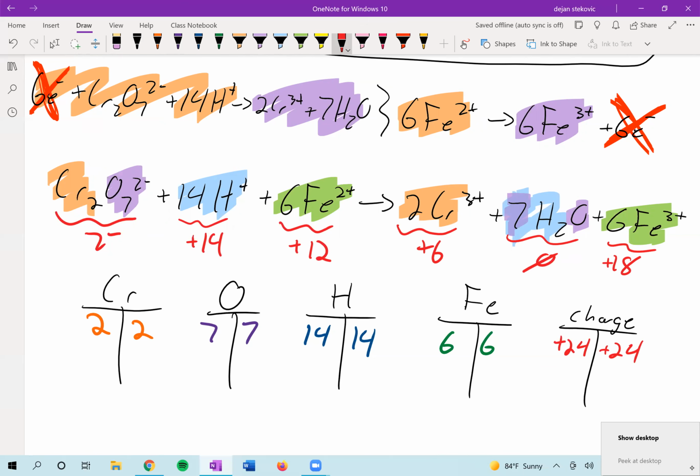Note that the charge isn't 0 on either side, and that's because there are spectator ions about, right? So this isn't the full equation. We're just showing the components that are actually reacting in the reaction, right? There are some spectator ions to balance the charge and have 0 on either side. And so then we're done.